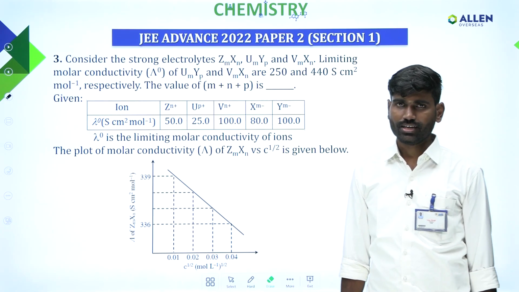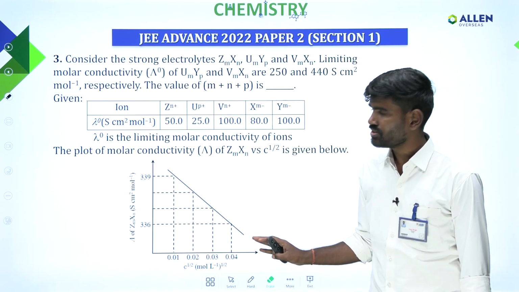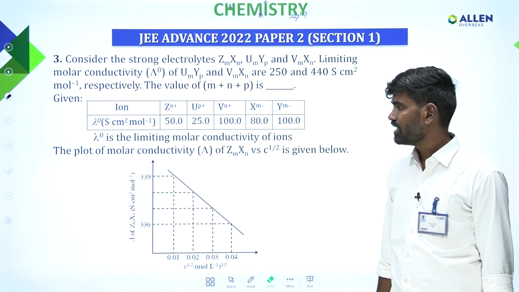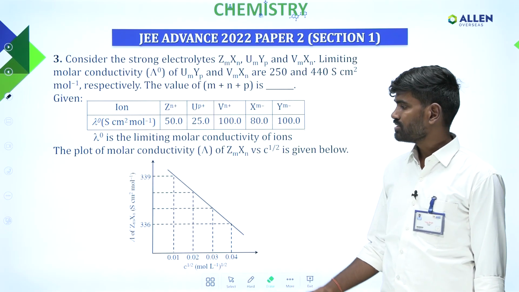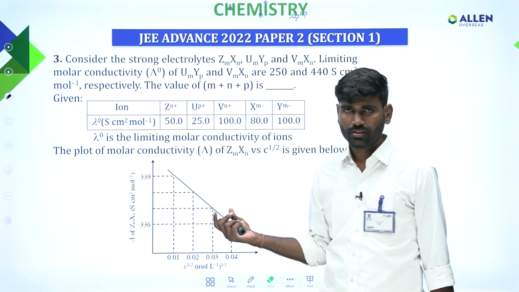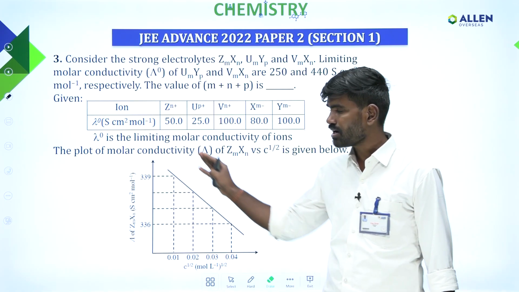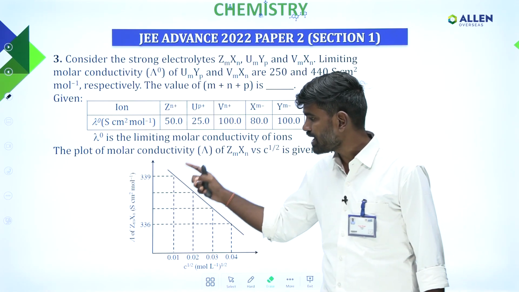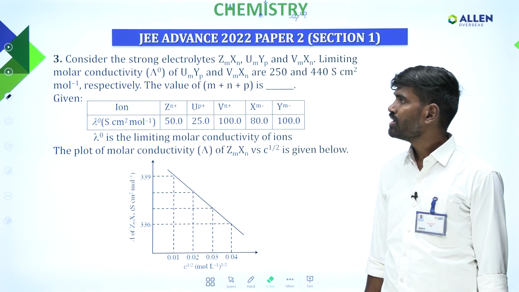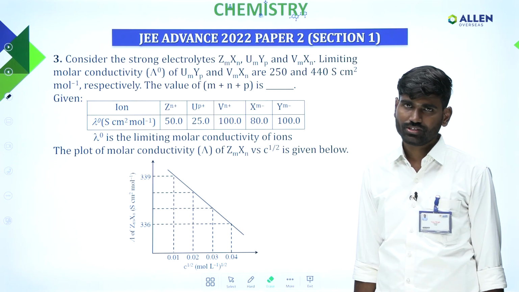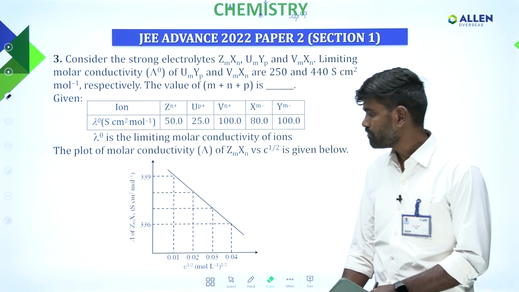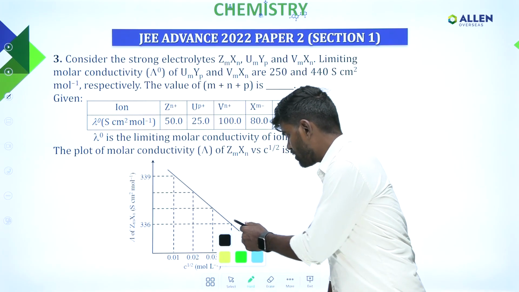Now, pay attention, guys. This is a very simple question from the last part of electrochemistry that we studied. Basically this is a strong electrolyte, and for a strong electrolyte we can extrapolate the curve. By extrapolating, you can get the value of the limiting molar conductivity of a strong electrolyte. That is why this curve has been given to you, right? So from this curve and from the given data, what can we write?